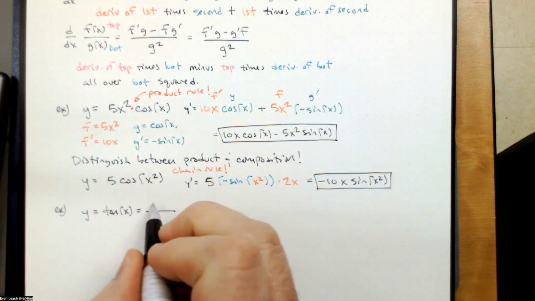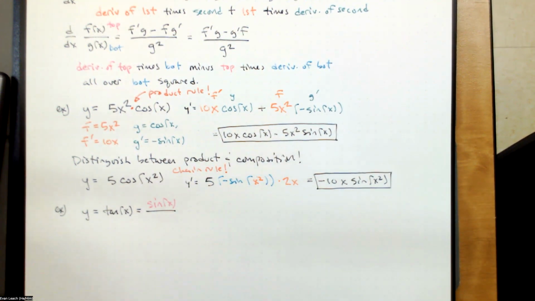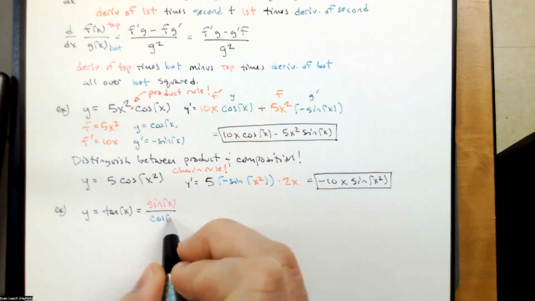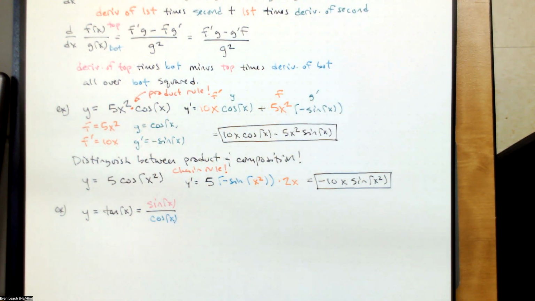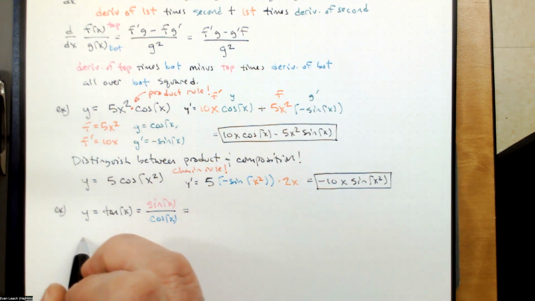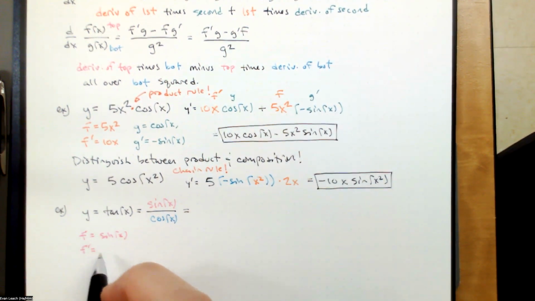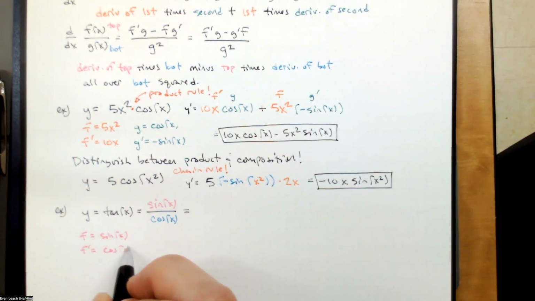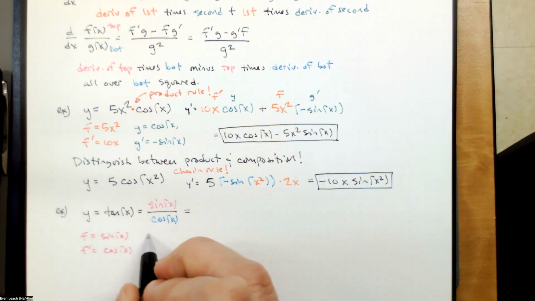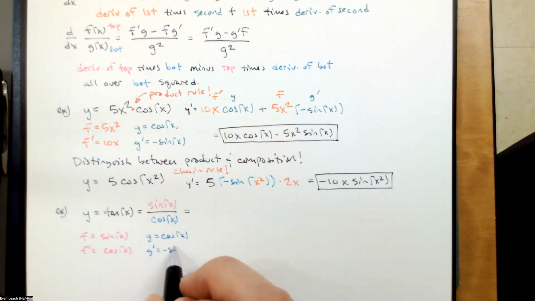So tangent can be written as a quotient, as sine over cosine. We can write tangent as sine over cosine, so we can use the quotient rule. We'll take the derivative of the top. Breaking it down into parts, the top is sine x, and the derivative of the top is cosine x. The bottom is cosine x, and the derivative of the bottom is negative sine x.